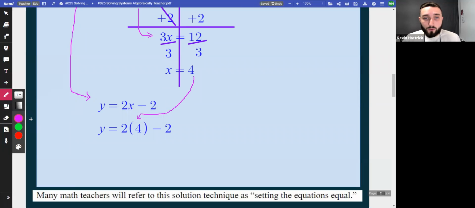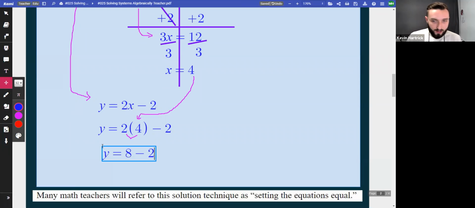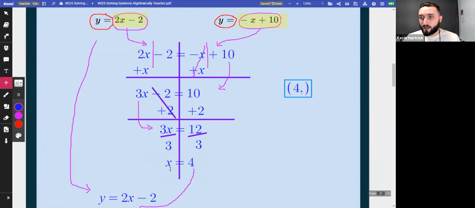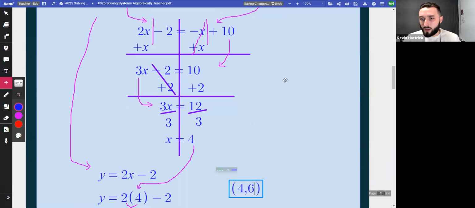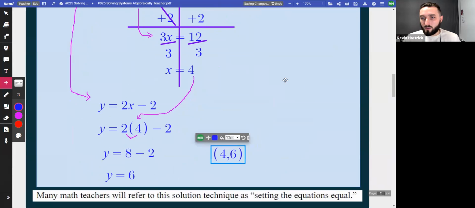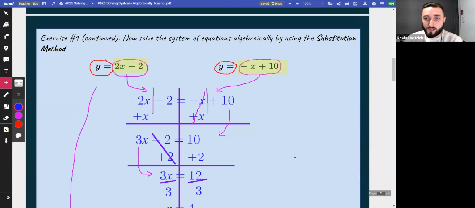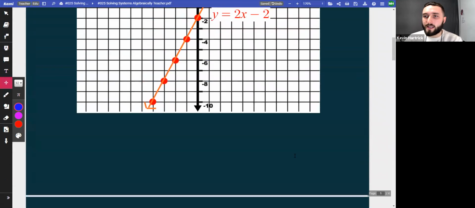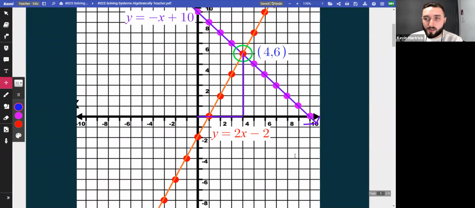Now I'm using my order of operations to simplify this. So order of operations says I have to do this multiplication first. So 2 times 4 equals 8, right? And then I've got 8 minus 2. That gives me y equals 6, which is what I was supposed to get. Remember when we did it graphically, we did figure that out to be 6. So my solution to this set of equations is 4, 6, which we did know, all right, from the previous problem.